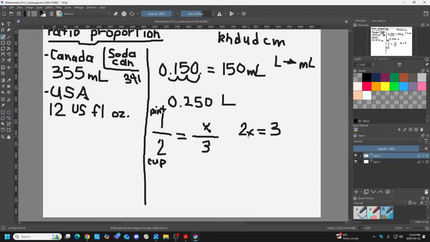Okay? To get rid of the 2, we just divide both sides by 2. It would cancel the 2's on this side. You're left with x equals 3 halves. And if you guys know, 3 halves is the same as 1.5. Okay? I'll just go equals there.